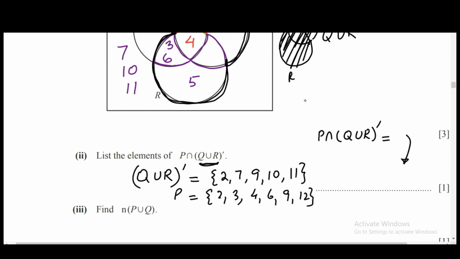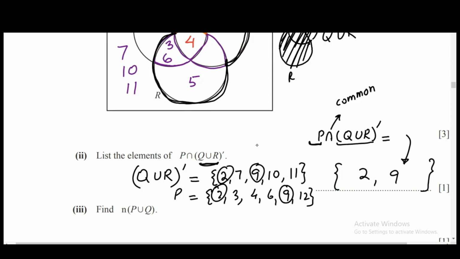Intersection means common. What are the elements which are common in set P and set Q union R complement? Observe the common elements. 2 is common here, and then 9 is common. Only two elements are common, which are 2 and 9. So the answer is 2 comma 9. This is the answer in the answer space. 2 comma 9 is the final answer.